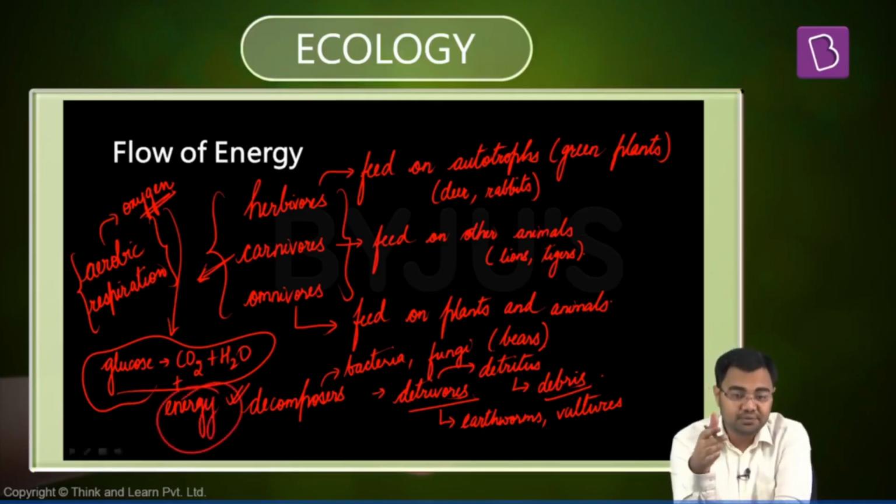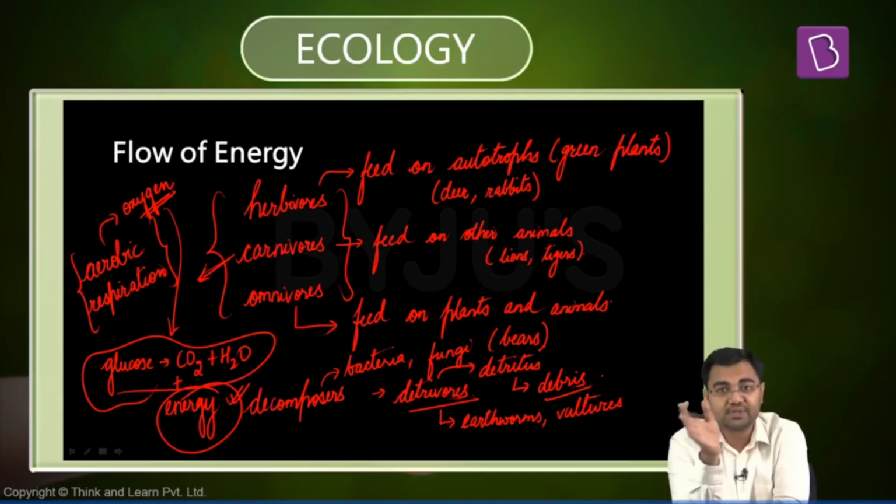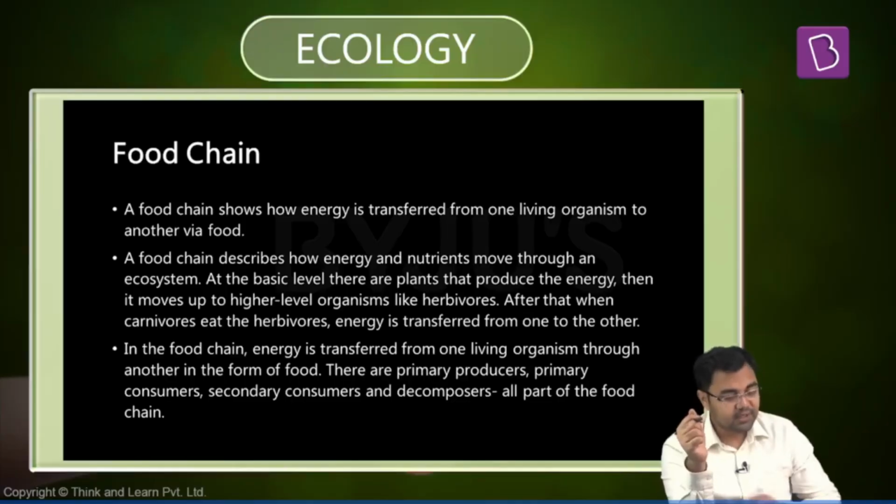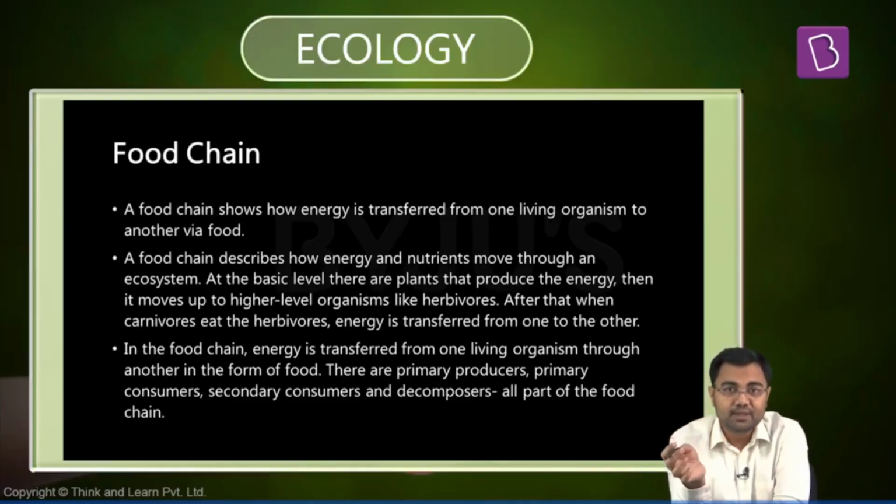It releases a lot of energy which is used for your day-to-day activities. So that's why this entire process, the running process, is very, very important. Now let's come to the first kind of flow of energy, that is the food chain.